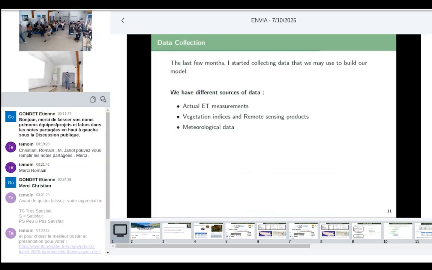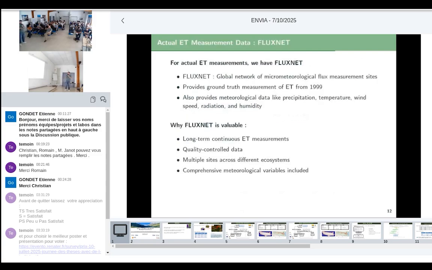So in the last few months, I started collecting data that we may use to build our model. We have different sources of data: the actual evapotranspiration, the vegetation indices, the remote sensing products, and also meteorological data. For the actual evapotranspiration measurement, we use FluxNet. FluxNet is a global network of energy flux measurements. It provides ground truth ET measurements and also meteorological data like precipitation, temperature, wind speed, etc. Why is FluxNet valuable? Because it provides long-term continuous ET measurements and quality control data.